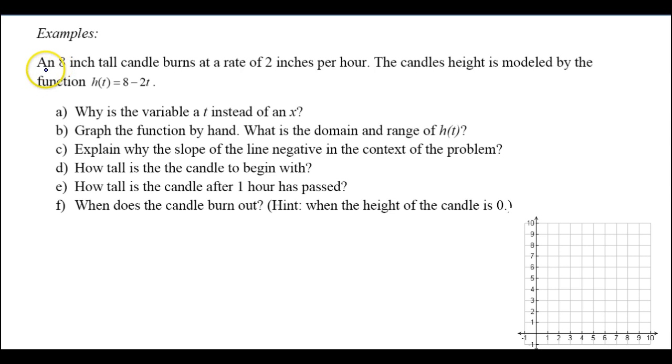So here, in this first example, we have an 8-inch tall candle that burns at a rate of 2 inches per hour. The candle's height is modeled by the function h of t equals 8 minus 2t. So let's stop. My first recommendation for word problems is to read them twice. So again, an 8-inch tall candle. We have this candle, it's 8 inches tall. It's burning at a rate of 2 inches per hour. So every hour that passes, 2 inches of this candle is gone. The candle's height is modeled by the function h of t equals 8 minus 2t.